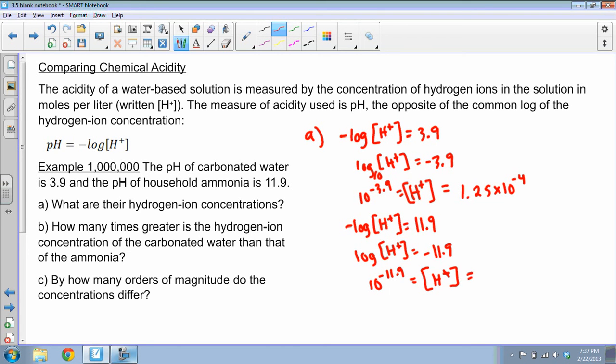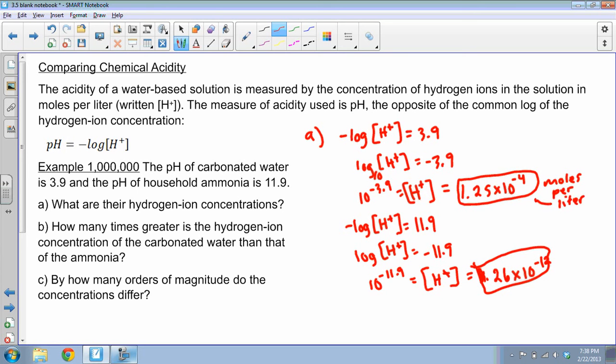And if the first one was scientific notation, this one definitely will be, because it's to a higher negative power. So 1.26 times 10 to the negative 12. Okay, these are our two answers for A. These are the hydrogen ion concentrations. Wow, that was an awful circle on my part. Hopefully you wrote it down before that. And these are moles per liter for the units, in case you were wondering. Moles per liter. Both of those. Now let's do B.